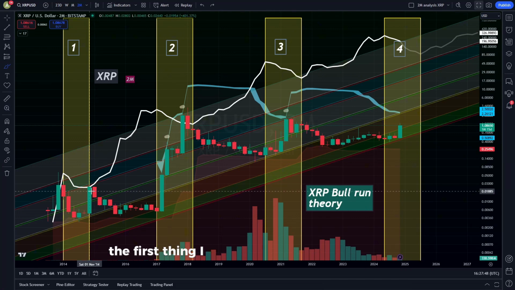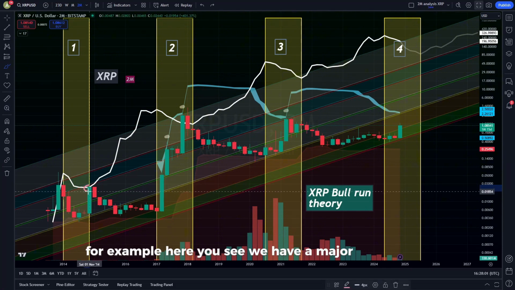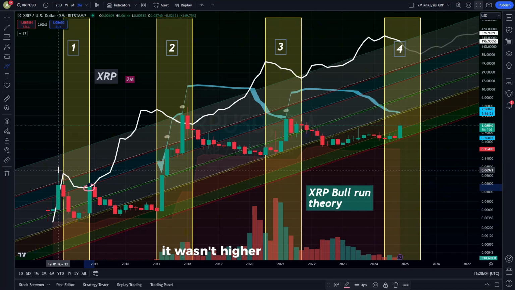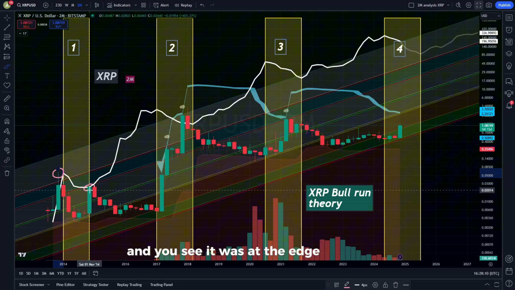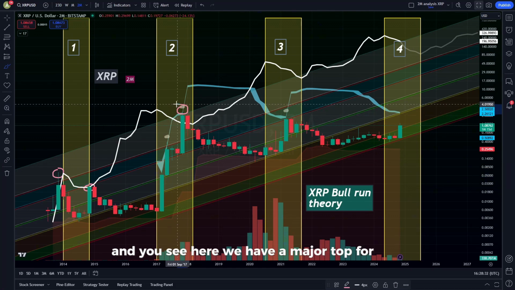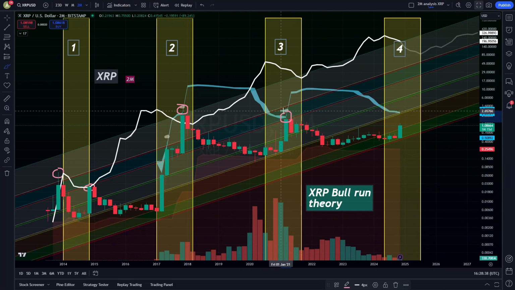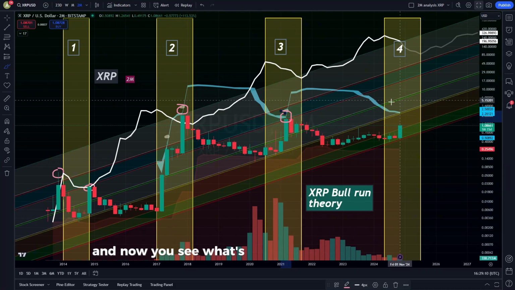The first thing I can see is that we have a major top for XRP in each box. For example, here you see we have a major top for XRP. It wasn't higher than this high, but it was still a major top, and you see it was at the edge of the box. So this was box number 1. Then we have the second box, and here we have a major top for XRP still inside the box. Here we have a second top. It wasn't higher than this one, but still it was a major top for XRP, and it was in the third box. And now you see what's currently happening.